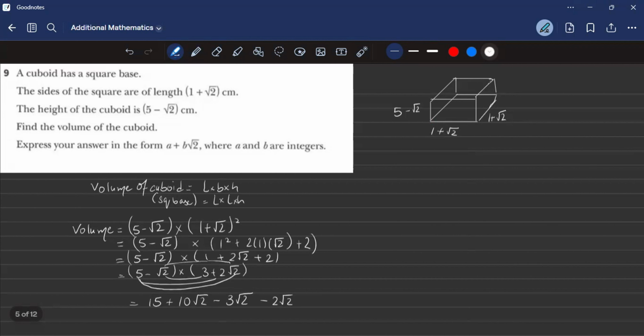So this is equal to 15 plus 10 minus 3 is 7 minus 2 is 5 plus 5 under root 2, and that's it. 15 plus 5 under root 2 is our answer for question number 9. But no, I've made a mistake here. These are 15.